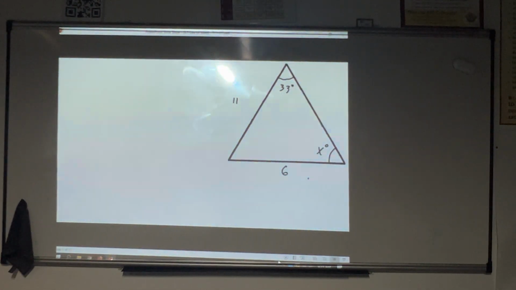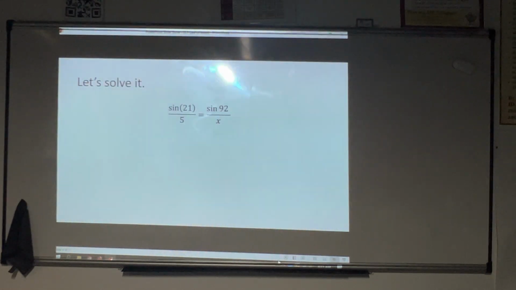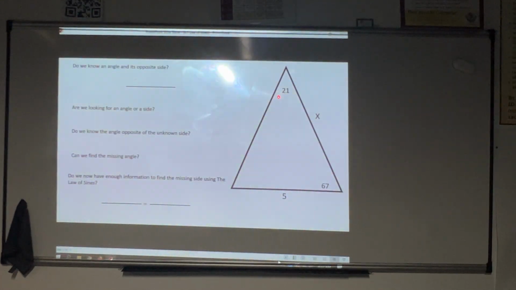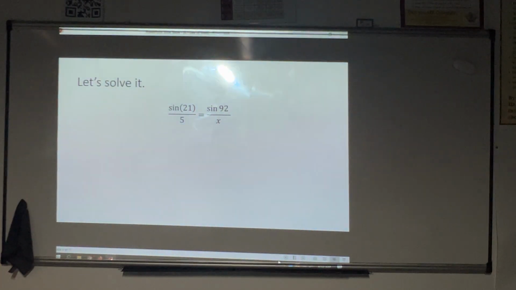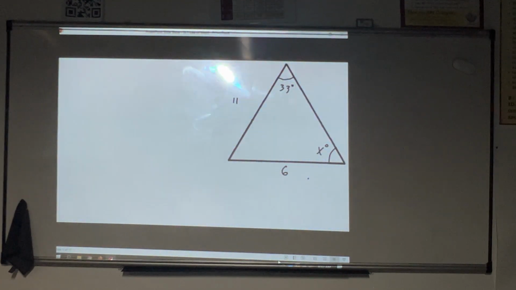The angle is in the numerator. The side lengths are always in the bottom. These are my angles. These are my side lengths, right? So sine 21 over 5, sine 92 over x. So the angle goes in the top. It's the same setup always. I only change it now because I don't know the angle. If I knew the angle, I would have sine 33 over 6 and sine whatever this is over x if I didn't know the 11. That's what's changed.